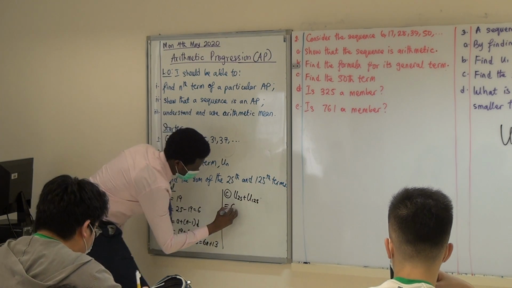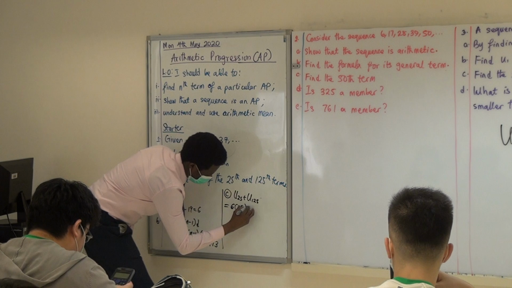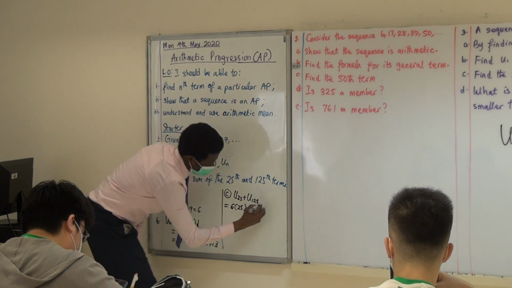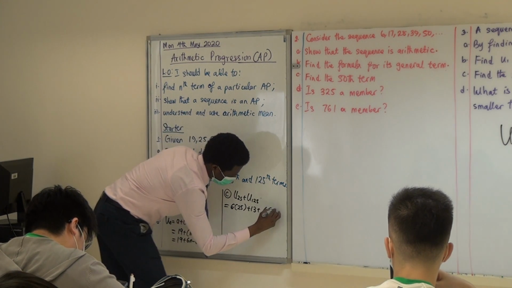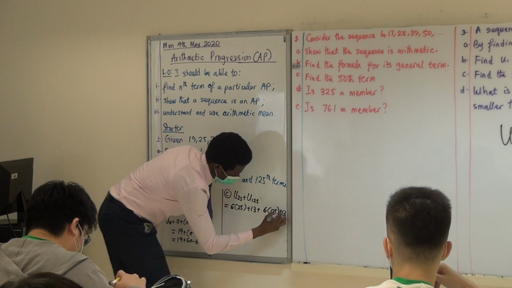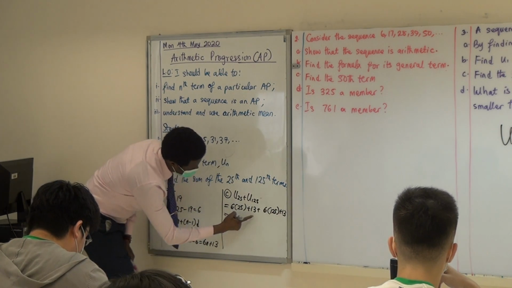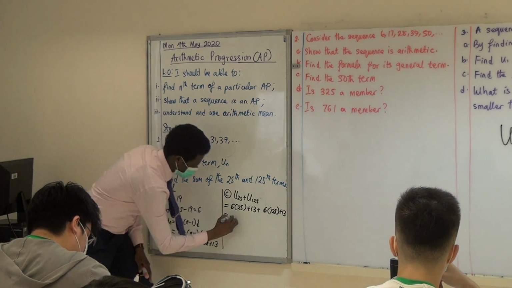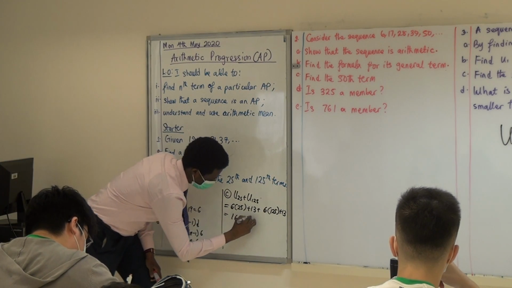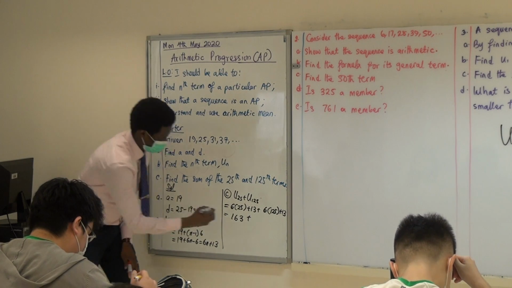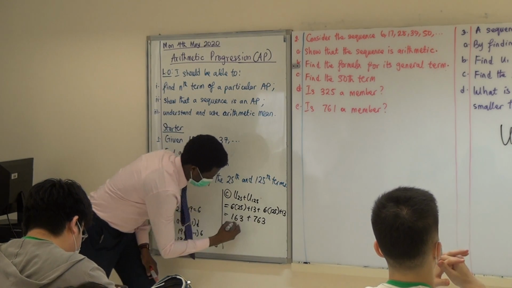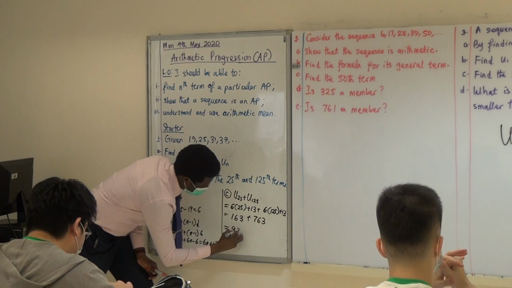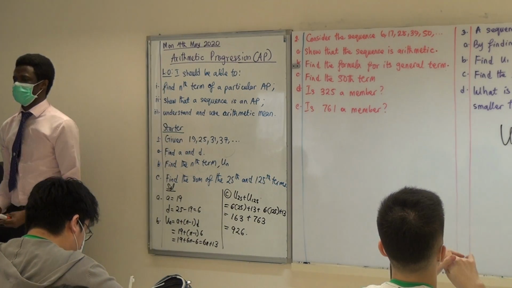U25 from here will be 6 times 25 plus 13. U125 will be 6 times 125 plus 13. The first one, U25, is 163. The second part is 763. And everything will be 926. And that's all about the sum.